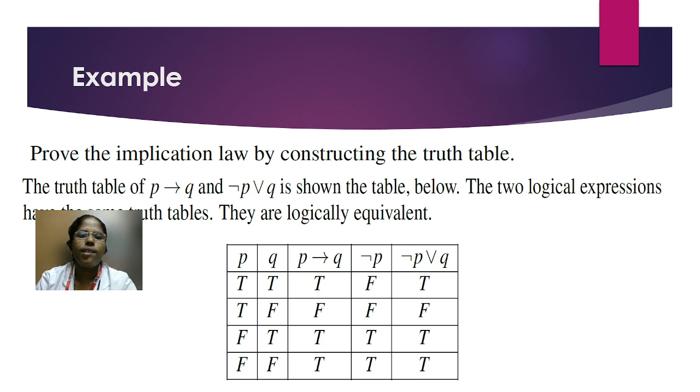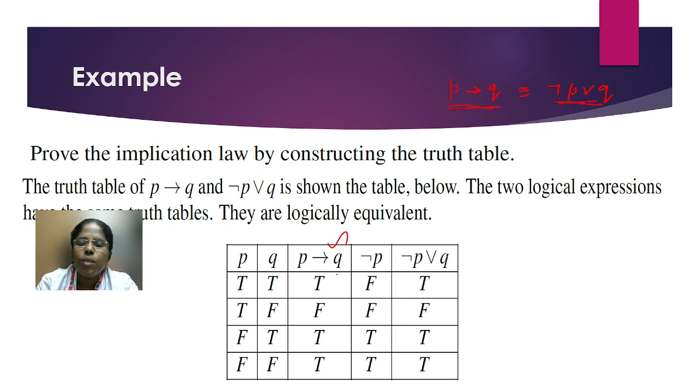You will have one example. Prove the implication law by constructing the truth table. What is meant by the implication law? The truth table of P implies Q and not P or Q. P implies Q is equivalent to not P or Q. That one I need to prove. That is the implication law. That is, we need to show that both the truth tables are equal.